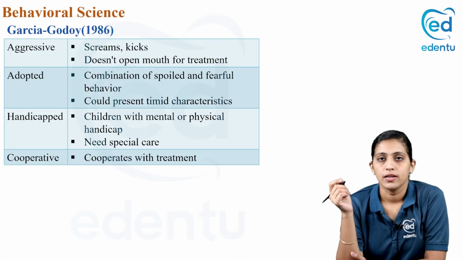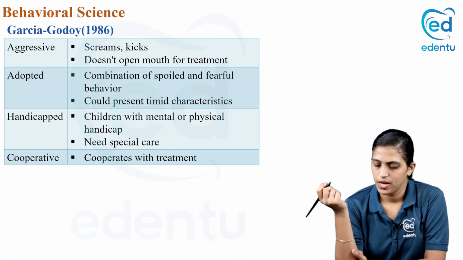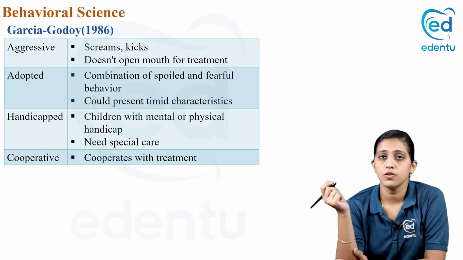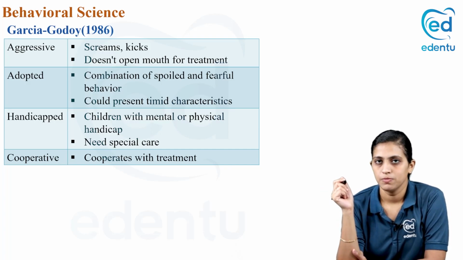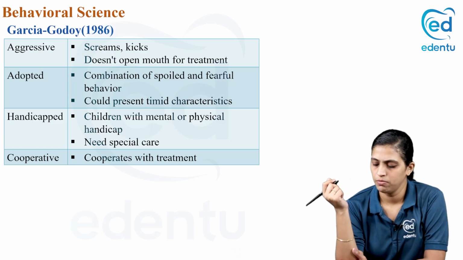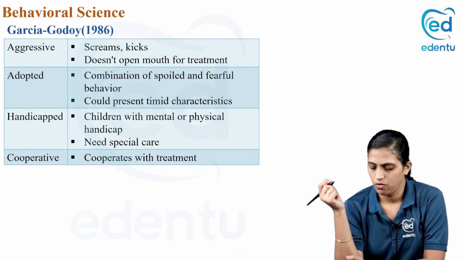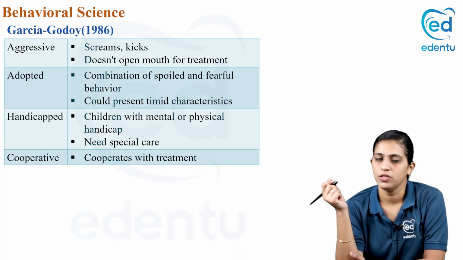The fourth type is the aggressive type of children. They scream, they kick, and they show all sorts of aggressive behavior. They don't open their mouth for treatment. Next is adopted. This is a combination of the spoiled and fearful type of behavior, and they could even present characteristics of a timid child. Next is the handicapped child. The child has a mental or physical handicap and needs special care. Last is the cooperative child, who most probably cooperates well with the treatment.